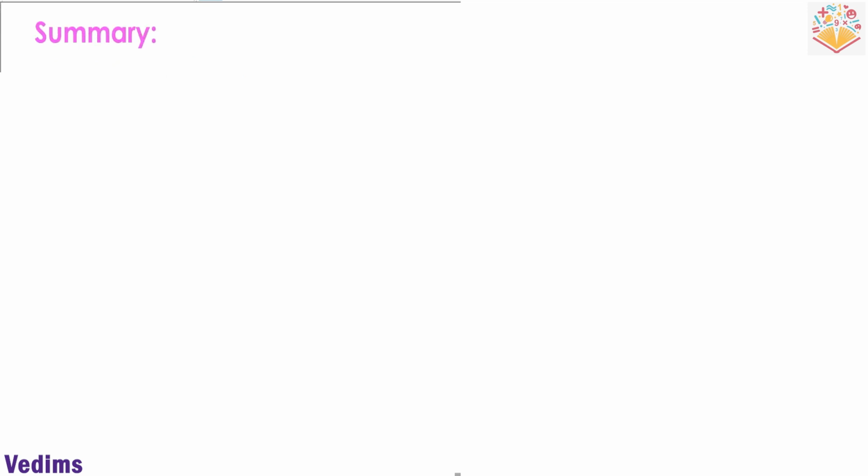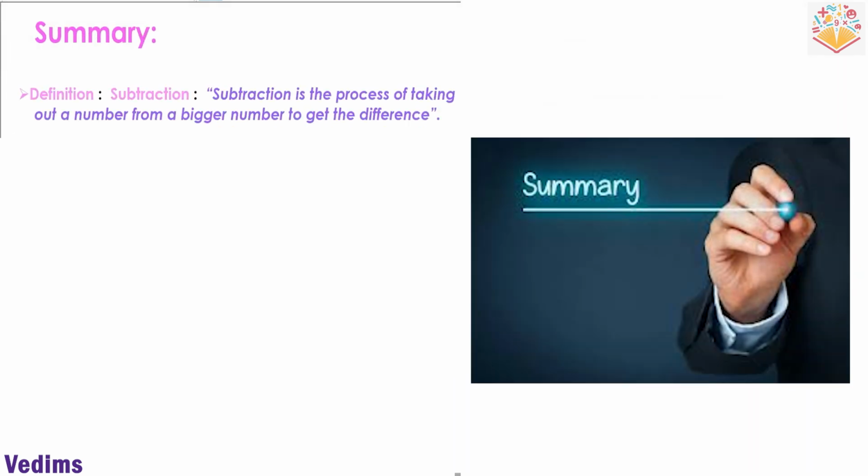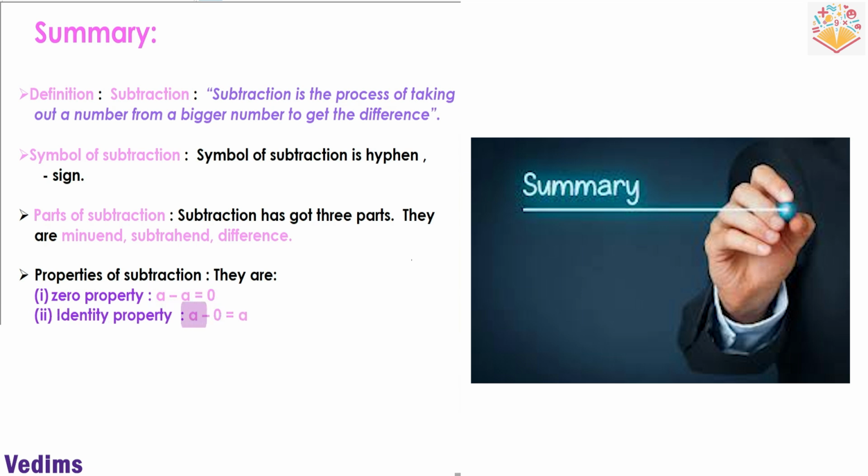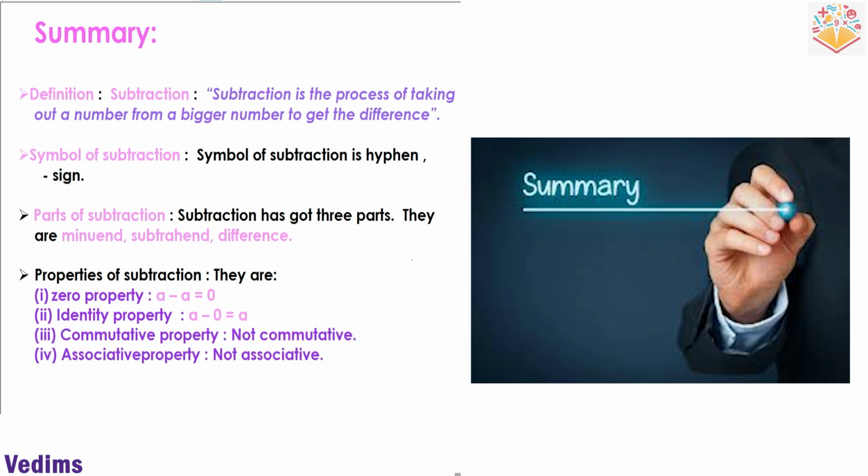Let us summarize all the things, my dear students. Definition of subtraction is the process of taking out a number from a bigger number to get the difference. The symbol of subtraction is hyphen or minus sign. Parts of subtraction. Subtraction has got three parts. They are minuend, subtrahend, and difference. Properties of subtraction. They are zero property, that is a minus a is equal to 0. Identity property, a minus 0 is equal to a. Subtraction of numbers do not obey both the properties, commutative property and associative property.